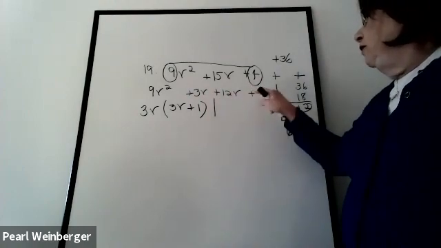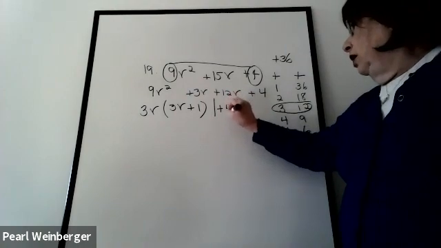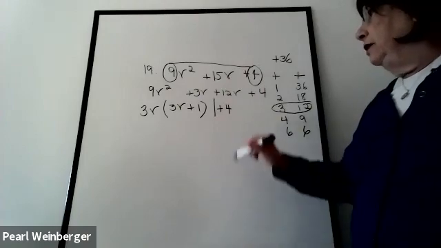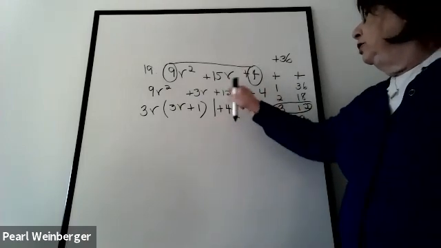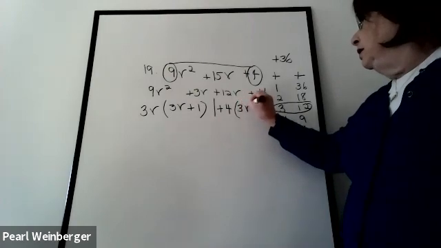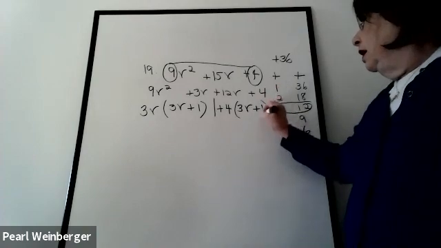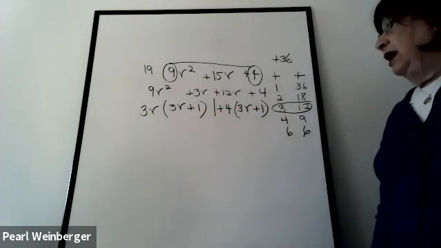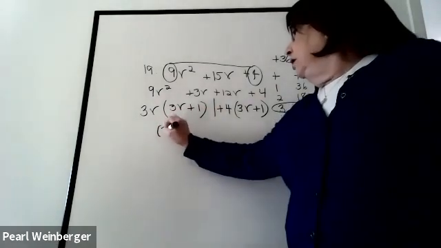So between 12 and 4, we have a common factor of 4. And it's positive because this middle term is positive. But there's no r as a common factor. 4 into 12 is 3. So this gives us 3r. And 4 into 4 again gives me 1. And I see that my common binomial factor is the 3r plus 1.